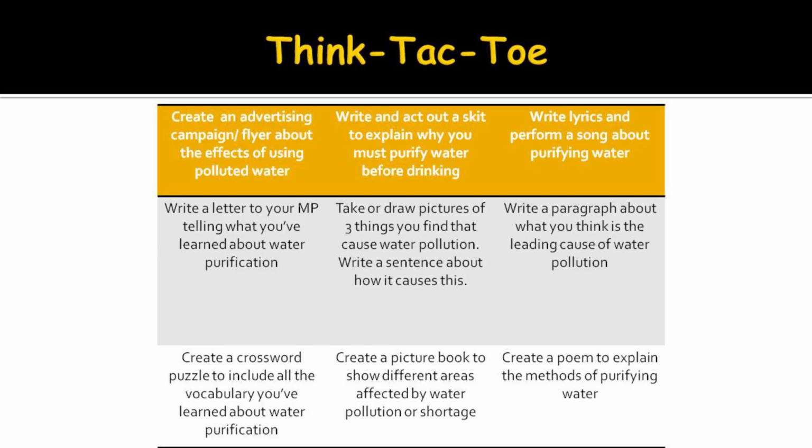As shown, they could create an advertising campaign about the effects of polluted water, act out a skit to show why you must purify your water before drinking, write lyrics to a song, write a letter, draw pictures, and write sentences about how the water pollution is caused by different activities, and so on, as you can see there. So here is an example of how we can cater to our students at different levels, yes, with different interests, different learning styles, okay, and so each student can demonstrate what they understand.